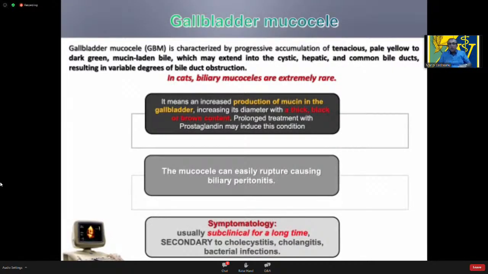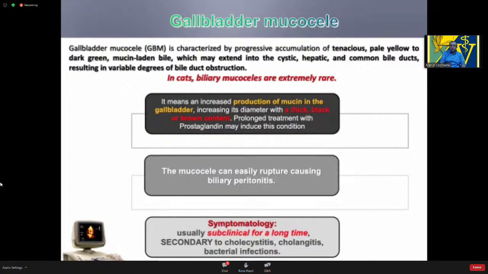It means, in fact, an increased production of mucin, because mucocele, this is the root of the word, expresses the pathogenesis of this medical condition: an important increase of the production of mucin in the gallbladder, increasing its diameter. The wall appears thickened, and the content is changed, becoming brown, even black colored.